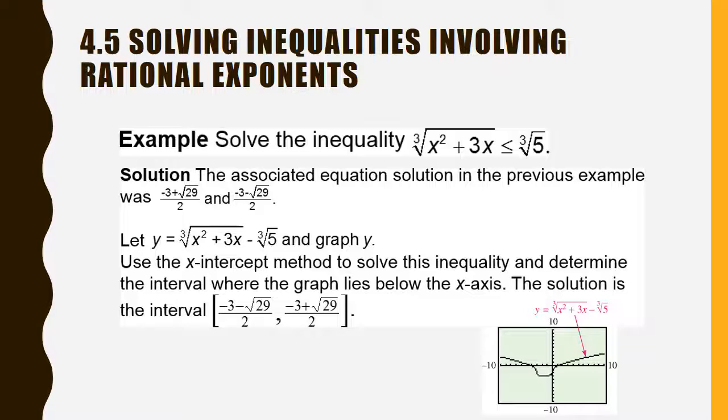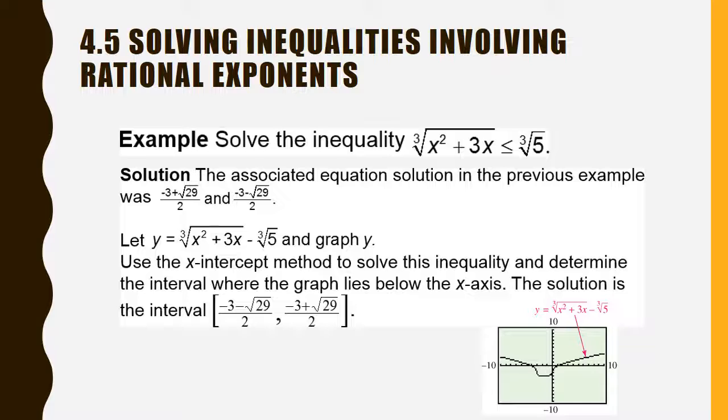We actually already solved it earlier, at least the equation. And we got (-3 + √29)/2 and (-3 - √29)/2. Now, if you look at it graphically, we're going to let y be x² + 3x - 5 and graph that. Using the x-intercept method, the zeros are going to be what we found earlier, (-3 + √29)/2 and (-3 - √29)/2. So we know the zeros.